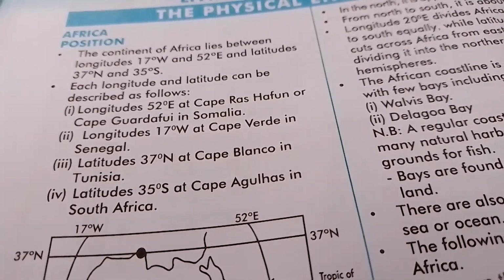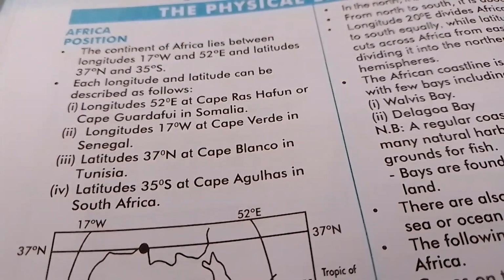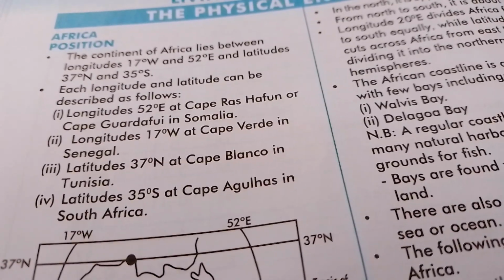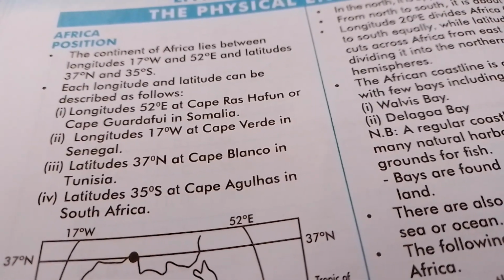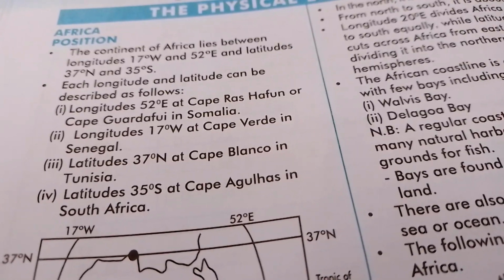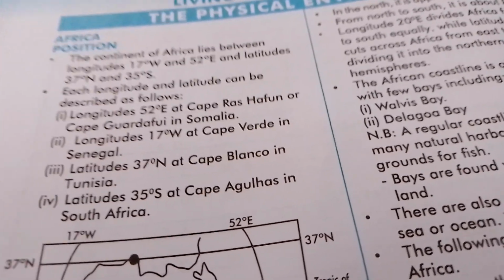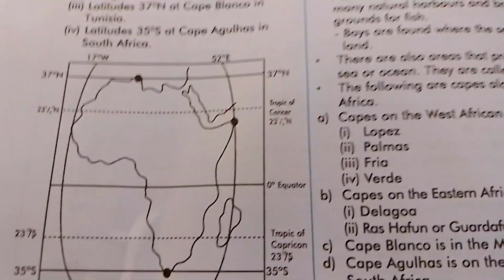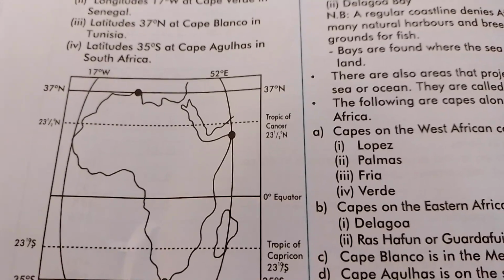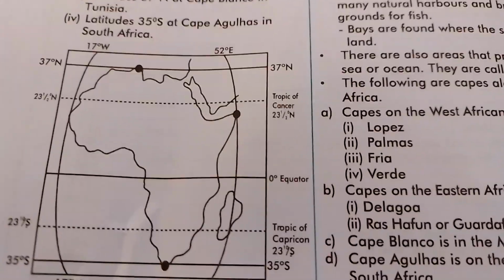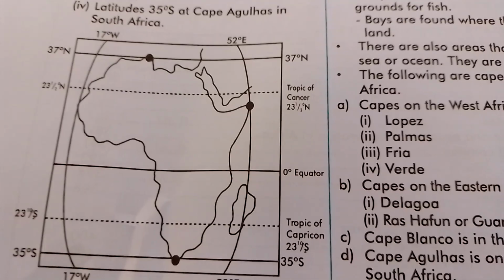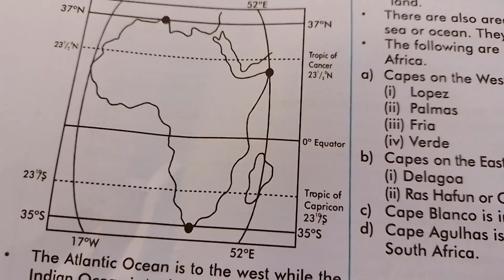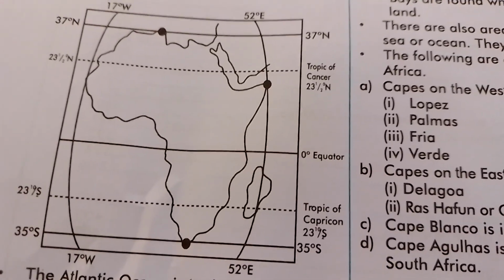when time comes. The African position, the continent lies between the longitudes. So remember, we have the longitudes. These are imaginary lines that run from the North Pole to the South Pole. And Africa lies between the longitude of 17 degrees west and longitude 52 degrees east. You can see from my map on my screen. Also, we have the latitudes of 37 degrees north and 35 degrees south.